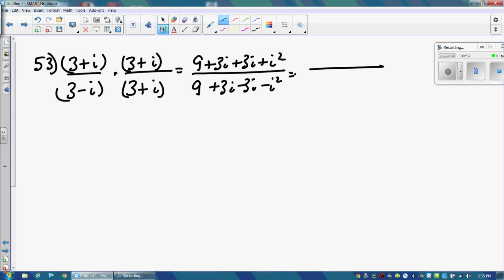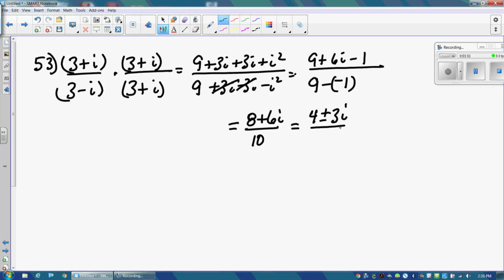So the top here, I get 9 plus 6i. If I put 3i and 3i together, I get 6i, and then minus 1, because plus i squared would be minus 1. And on the bottom, I'm going to get 9, and these cancel out, minus negative 1. So it ends up being 8 plus 6i on the top, because 9 minus 1 is 8. And then 9 minus negative 1 is 10 on the bottom. And actually this can reduce because 8, 6, and 10 have a common factor, and that factor is 2. So divide everything by 2 would be 4 plus 3i over 5.